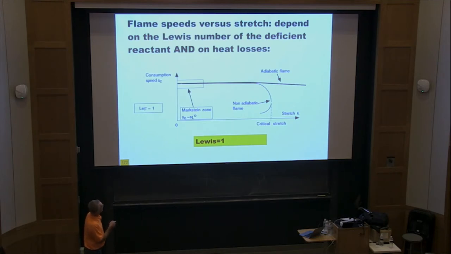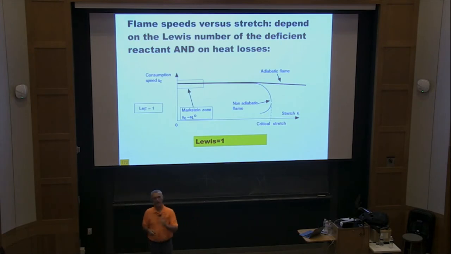But anyway, in the case of Lewis equal unity, you see that the Markstein length is almost zero. So when a flame has a Lewis number close to unity and you stretch it, a premixed flame doesn't actually feel it. You see the consumption speed remains constant for a very long time. So you can stretch a Lewis equal one flame and nothing will happen until you go to the non-adiabatic case.